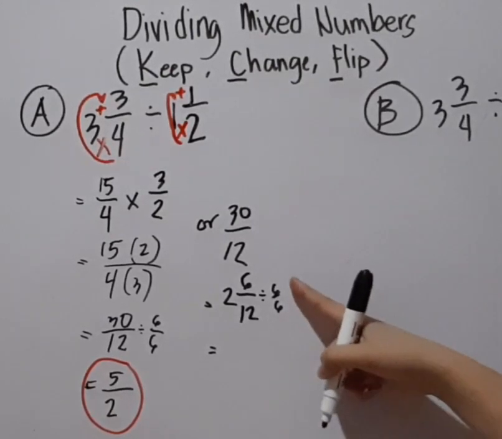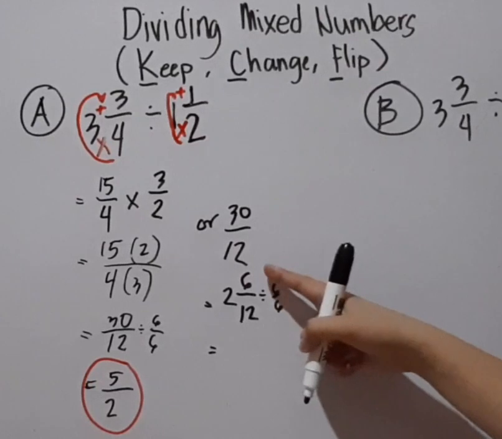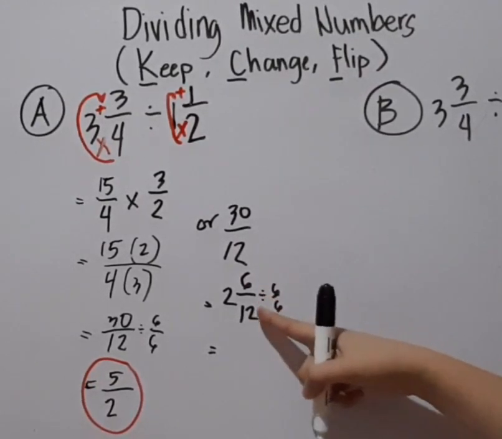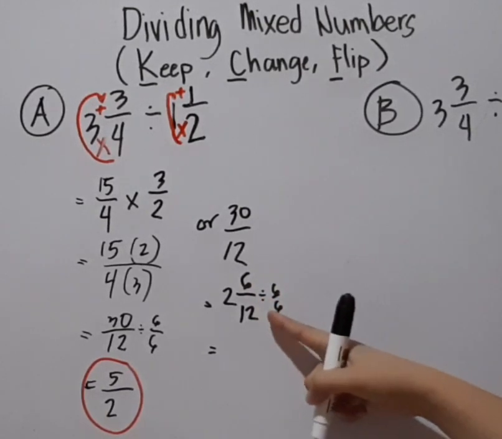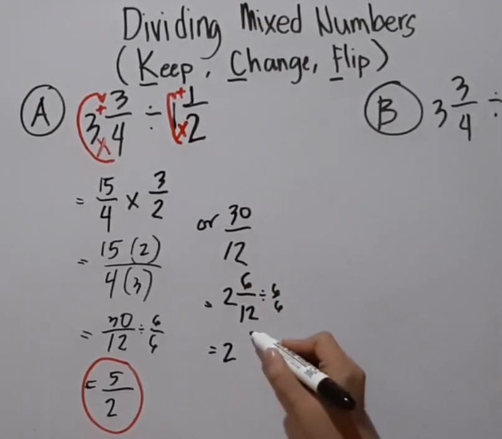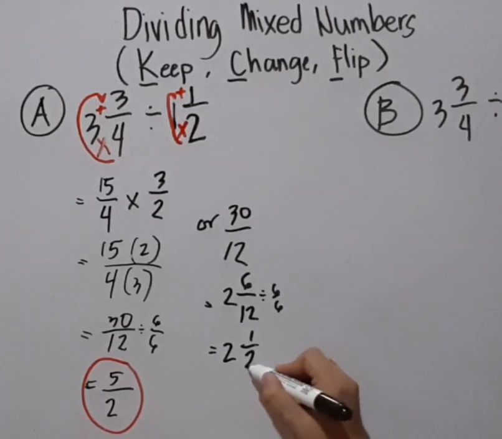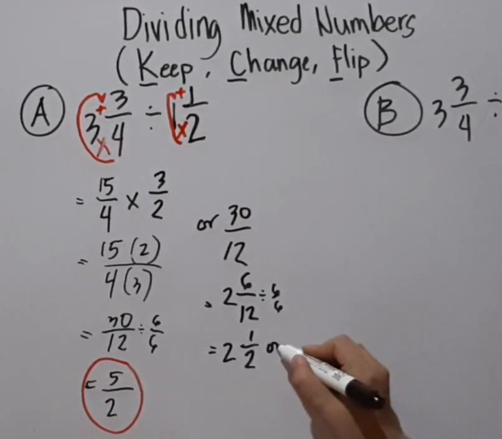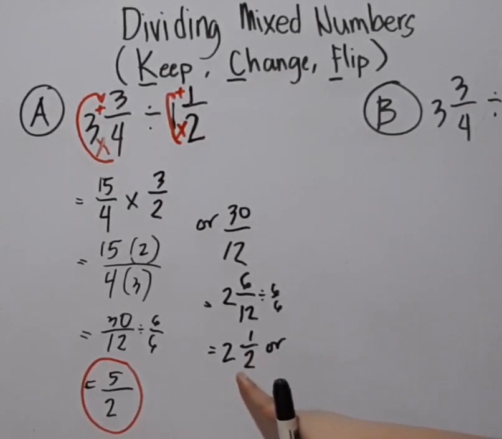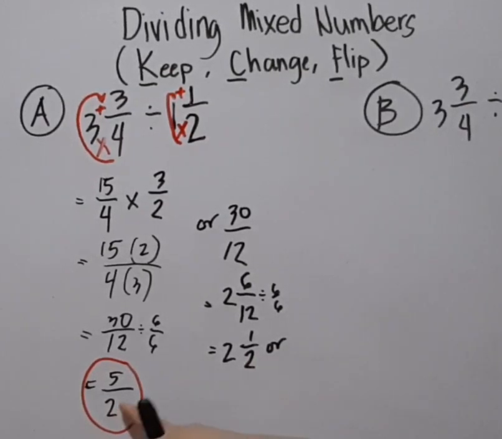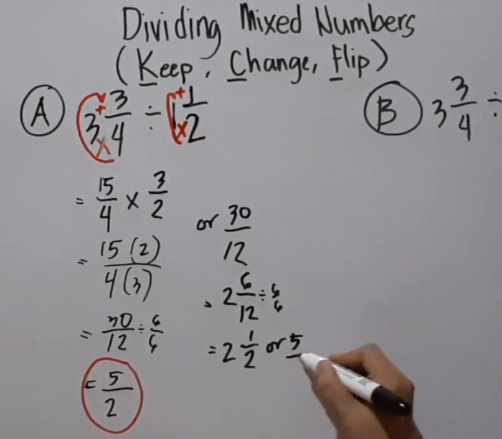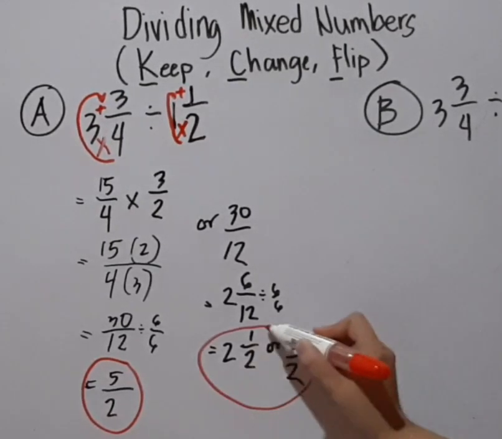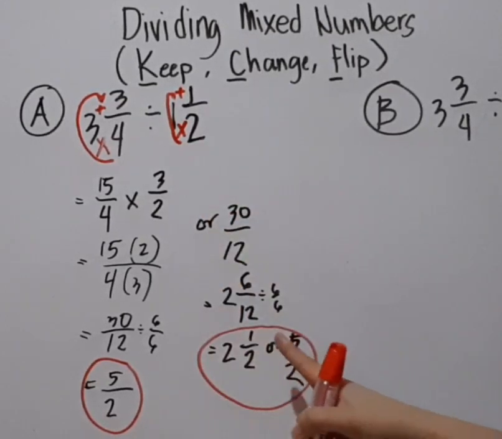I-divide lang sa factor po na 6, yung both numerator and the denominator. Or, pwede din naman into lowest term kasi 6 over 12 is 1/2. So, 2 and a half. 2 and 1/2. Okay? Or, syempre, pag i-change nyo ito into improper, will give you 5 over 2. So, this is for the another po ito na process.